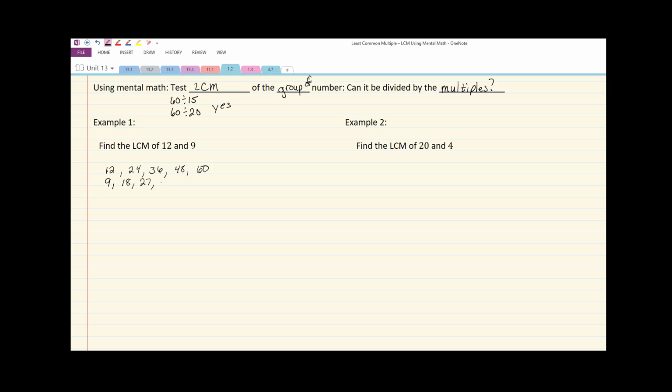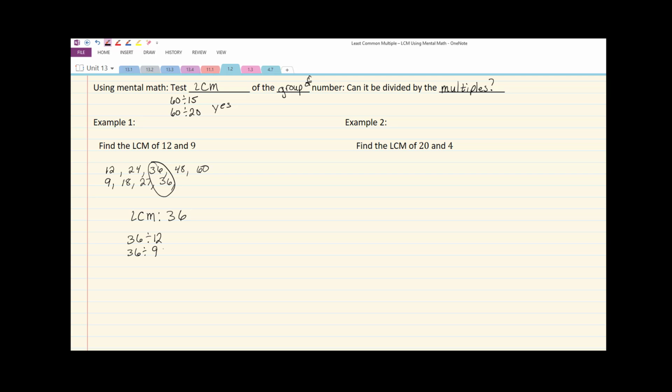to 27, and from 27 we go to 36. Oh, as soon as I hit numbers that are the same, that's my LCM. So the LCM then is going to be 36. 36 is divisible by 12. And 36 is divisible by 9.